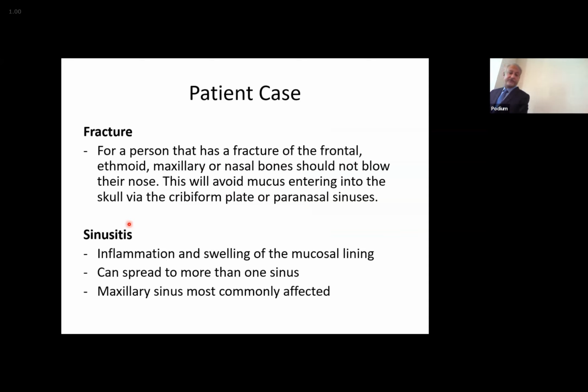Now what if there is a fracture of the frontal, ethmoidal and nasal bones? Should the person blow the nose? If there is a fracture of the sinuses, and if you ask the person to blow the nose, what can happen?